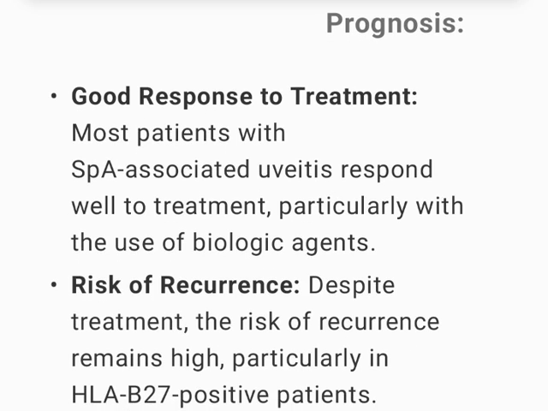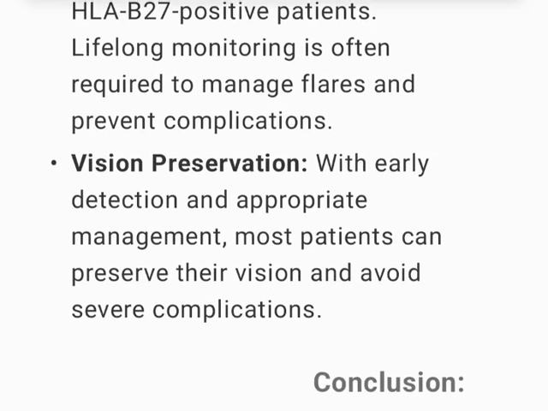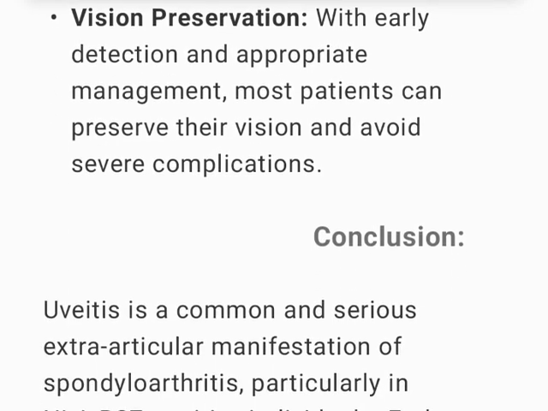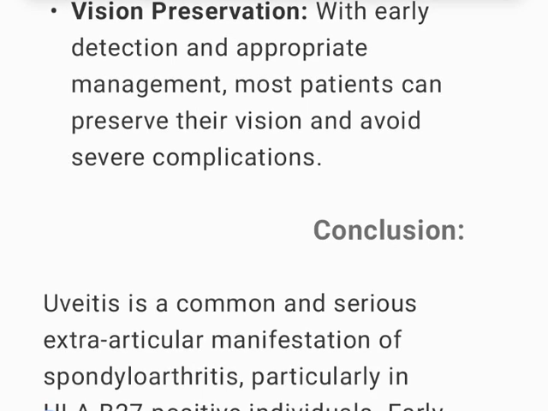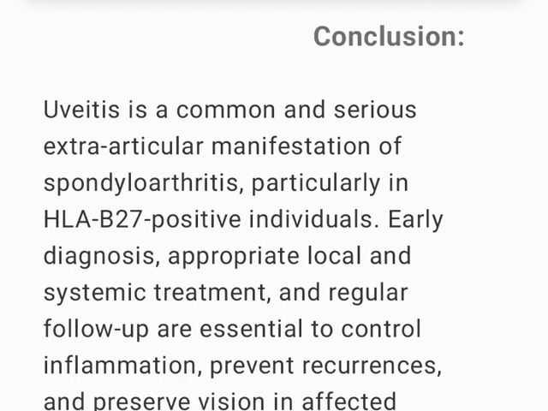Prognosis. Good response to treatment. Most patients with SpA-associated uveitis respond well to treatment, particularly with the use of biologic agents. Risk of recurrence. Despite treatment, the risk of recurrence remains high, particularly in HLA-B27 positive patients. Lifelong monitoring is often required to manage flares and prevent complications. Vision preservation. With early detection and appropriate management, most patients can preserve their vision and avoid severe complications.